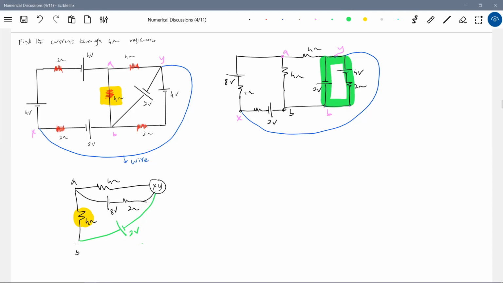So how are these two? If I redraw further, 8 volt, 2 ohm, and this is 4 ohm. So again, redrawing the circuit. So I think, can we replace the effective across these two? This one cell, there's a 2 volt, and this is the common X, Y.